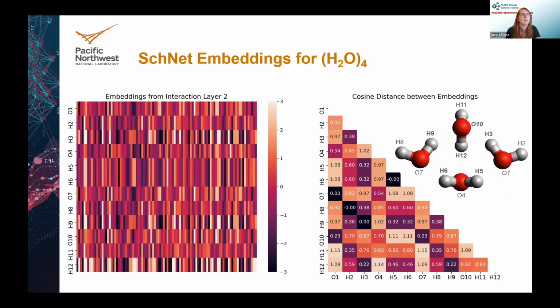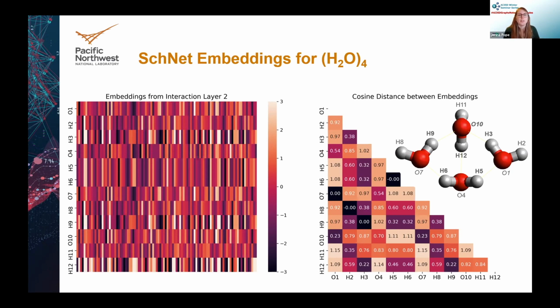We have 5 types of atom interactions here. We have hydrogens participating in hydrogen bonds, hydrogens not participating in hydrogen bonds, oxygens participating in 1 hydrogen bond, an oxygen participating in 2 hydrogen bonds, and the oxygen participating in no hydrogen bonds. So if we look closely at this cosine distance matrix, we can see that there are more than 5 neighborhoods described.